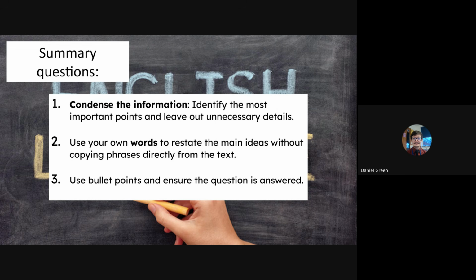So a lot of centres say don't recommend you use bullet points. When we went to conference and we spoke to the WJEC, pretty much all of their model answers had bullet points, and they were actually capping students if they didn't use them. So please use bullet points for your summaries, okay?